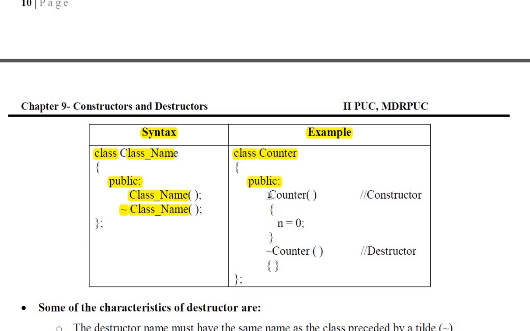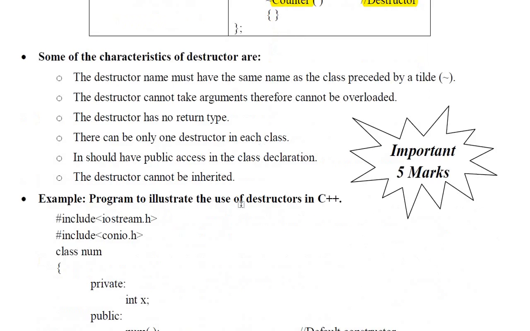So example: this is the class keyword and this is the class name, Counter. In the public section we are creating a function. The name of the function is Counter and the class name is also Counter. So this is a constructor. Here another function we are creating, the name is Counter, but with this name we are using a tilde symbol. So here the tilde symbol is used, so it will become a destructor. Here some important characteristics of destructors are given. In the examination you may get a 5 marks question: What is a destructor? Explain the characteristics of a destructor.